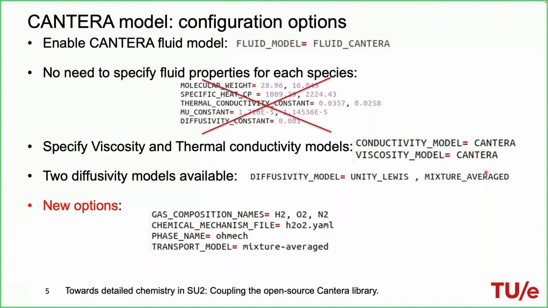So now we have new options where we can provide the gas composition and we can explicitly tell the solver which species are going to be solved and in which order. We can also read the chemical mechanism file. We can also read the phase name, which is usually the ideal gas, but some mechanisms have their own equations of state. And we can also provide the transport model with which we are going to compute the thermochemical properties.